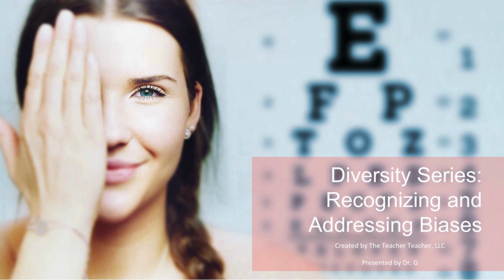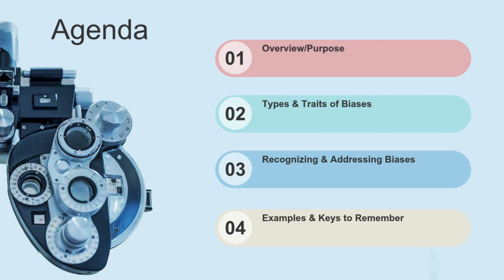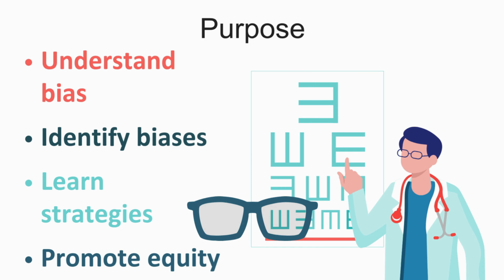All right, so we're going to jump right into our diversity series, recognizing and addressing biases. We'll have an overview and a purpose, look at the types of biases and traits of them, recognizing and addressing them. We'll have means and strategies for doing so, and then we'll have some examples and some keys to remember. So the purpose, we want to understand bias, identify biases, learn strategies in order to promote equity within the classroom. So we're looking at this from a classroom perspective.